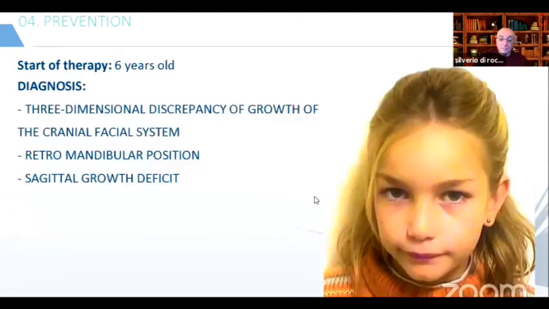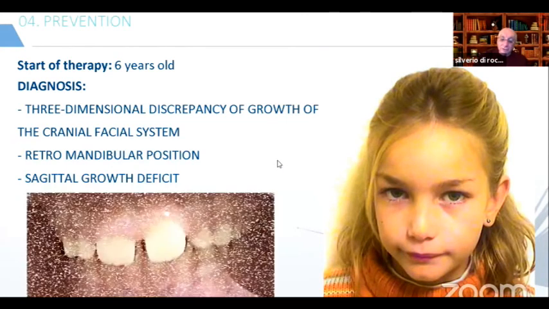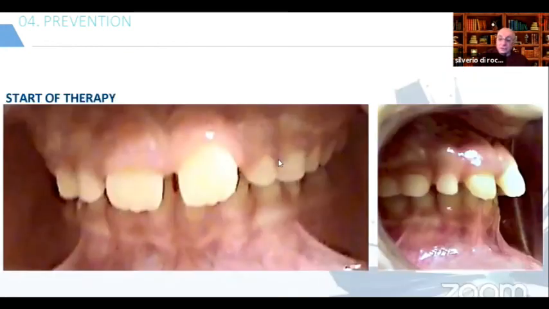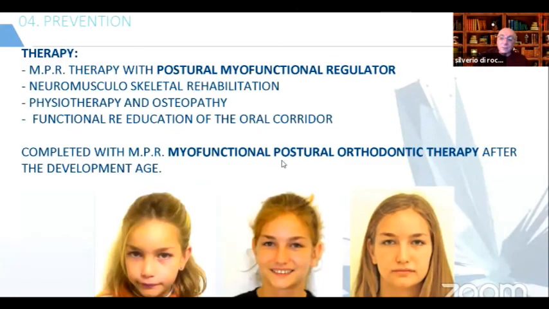That is the goal. This patient, another patient who started very early, that is the age to do prevention, working all together. This is a three-dimensional discrepancy of growth. Craniofacial system, very bad. The retromandibular position, the sagittal growth deficit, starting at 6 years old. And slowly, stimulating growth, the posture was changing. Slowly it was changing. And this is before and after, at 16 years old.